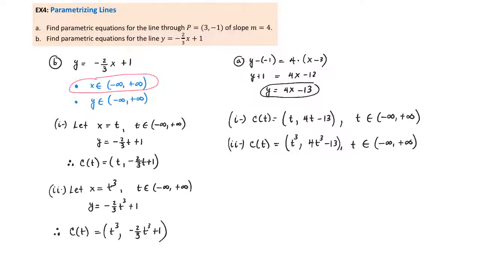I'm going to stop there because I know that I can have infinitely many ways to parameterize this line. I just have to provide, actually I only had to provide one, but I gave you two.